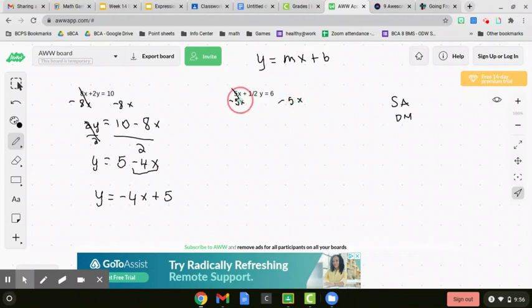5x minus 5x is 0, so now we're adding 0 to our 1/2 y. I'm tired, can you tell? And that is equal to 6. And then we subtract 5x. All right, almost there. This is saying that half of y is equal to 6 minus 5x.